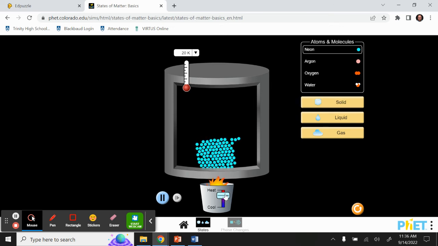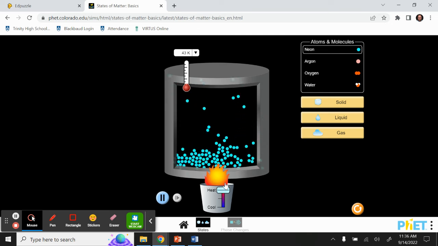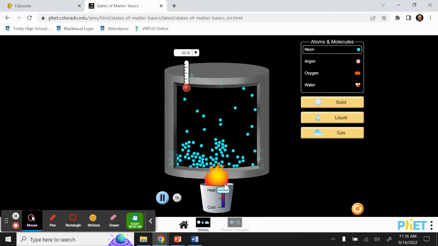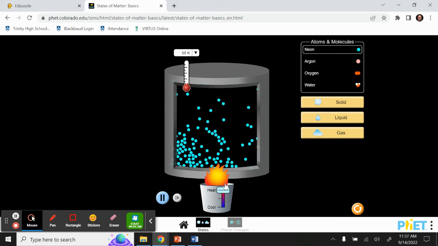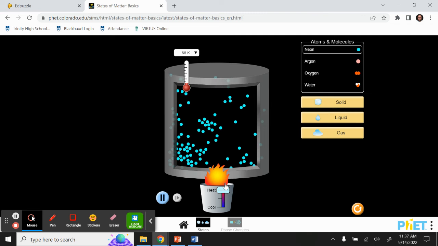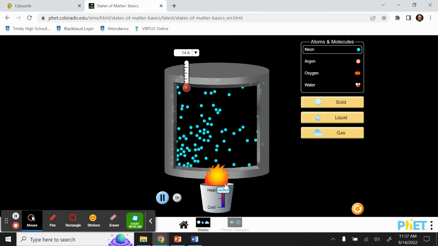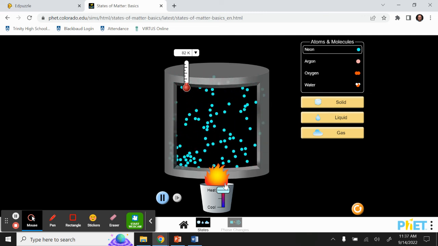So we're going to add some heat and they start to collide. There are more collisions, more energy, more collisions, and the particles are moving around now. Now they're taking on properties of more like a gas. Let's turn up the heat. So the more energy or the more heat energy I add, the more collisions, and it changes the state of matter.